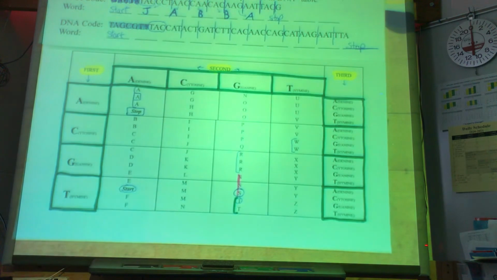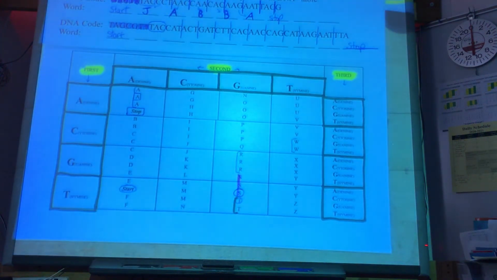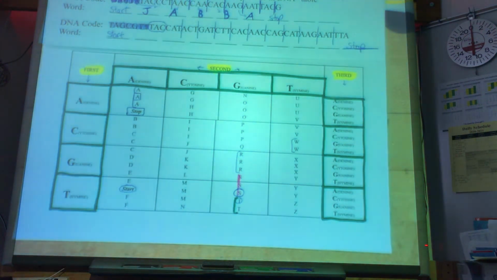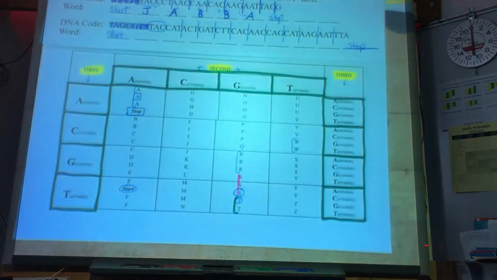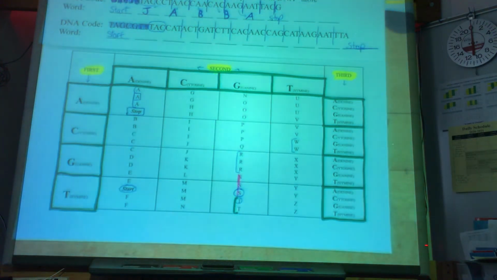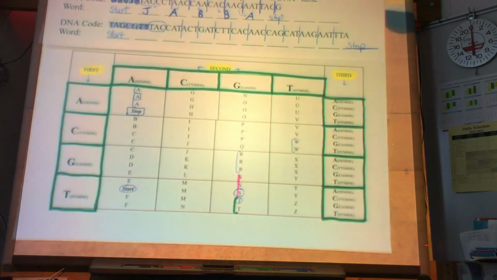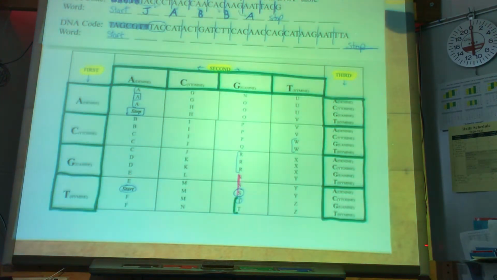So what's the CAT code for that? Our sequence is CAT. C tells us it's somewhere along this row, but the second letter is now an A. Where's that specifically on the chart? That tells us it's in this column, right?